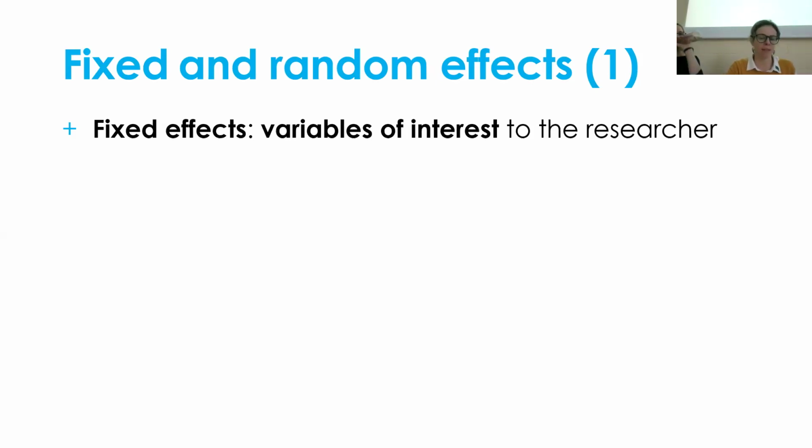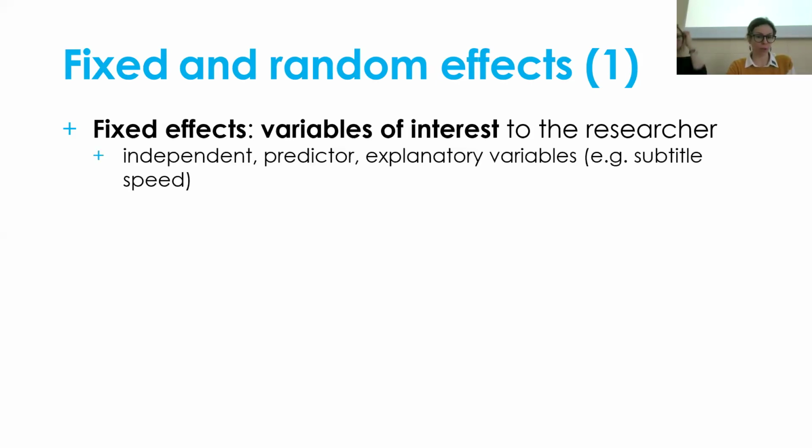So fixed effects are basically the variables of interest to us, right? So for example, if we want to know whether speed affects reading patterns, then speed will be a primary variable of interest to us. They're also called independent variables, predictor variables, explanatory variables. You may see them described with different words, right? So subtitle speed is one example.